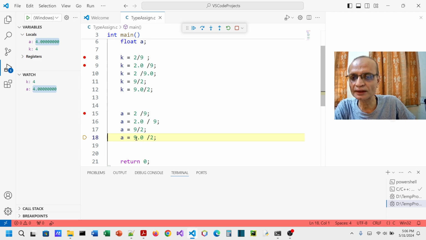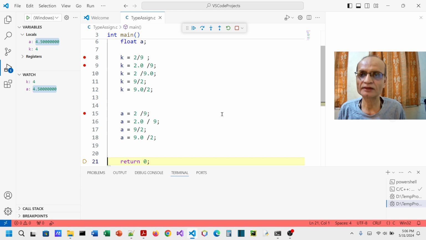Now let's concentrate on 9.0 divided by 2. So here what will happen? 2 will become 2.0, and then 9.0 divided by 2.0, the right hand side answer is 4.5, and since a is float, a will be 4.5. So that's the very important learning that we got.